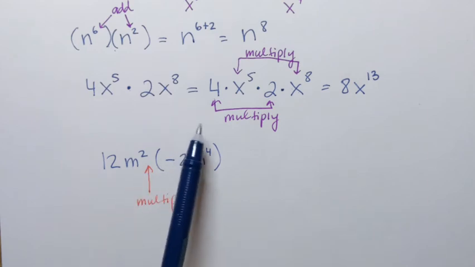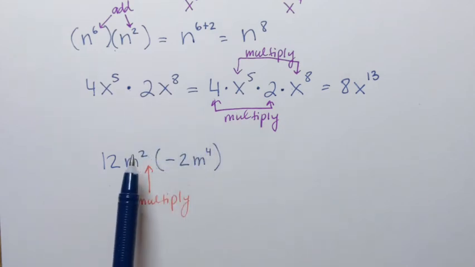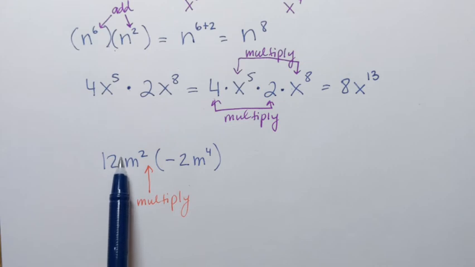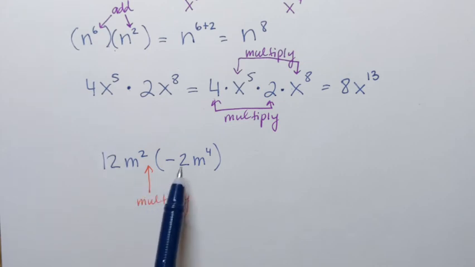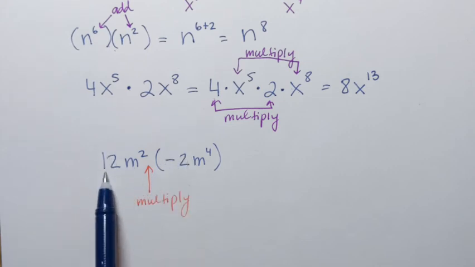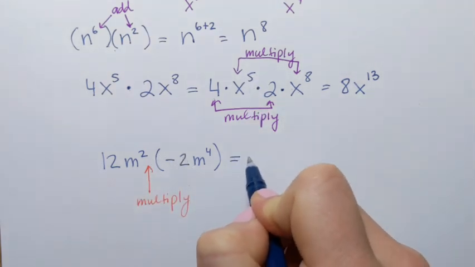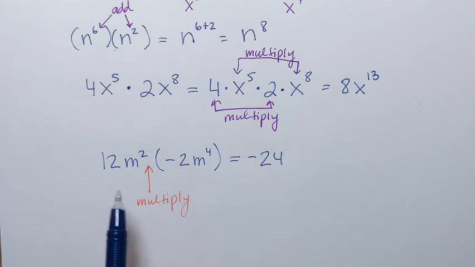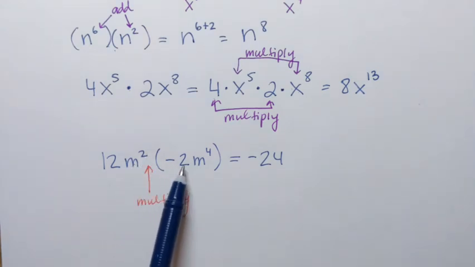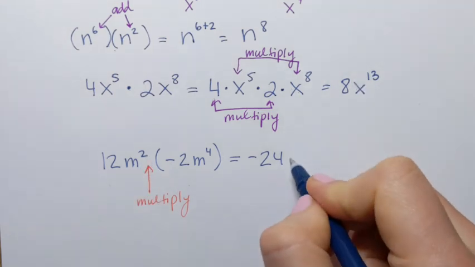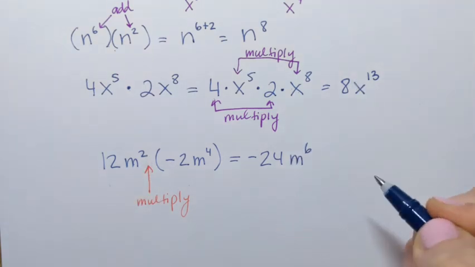Okay, since it's multiplication, we're going to follow the quick rule, which is multiply numbers using their signs, right? In other words, what I mean is that it's 12 multiplied by negative 2. So positive number multiplied by negative number, it's a negative, and it's negative 24. And multiply m squared and m to the 4th power by adding their powers. So it's m to the 6th power.